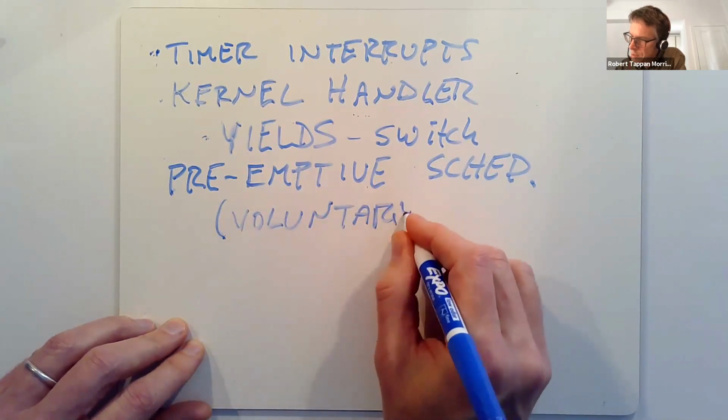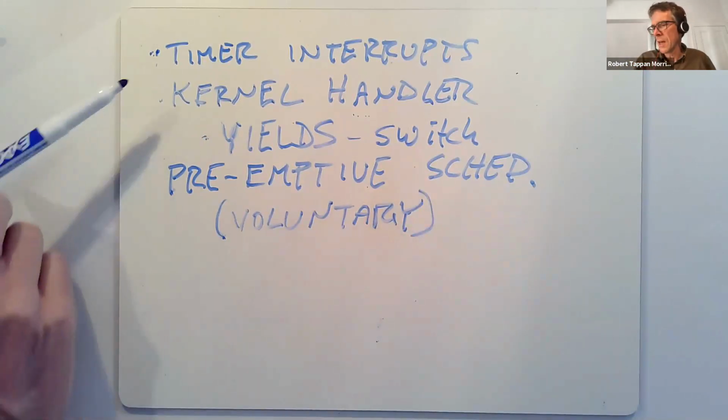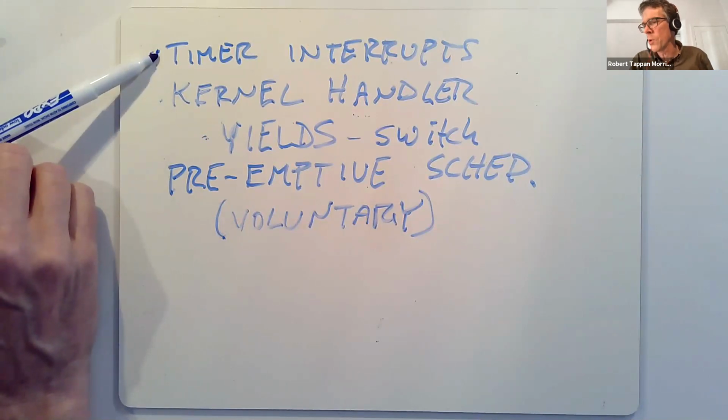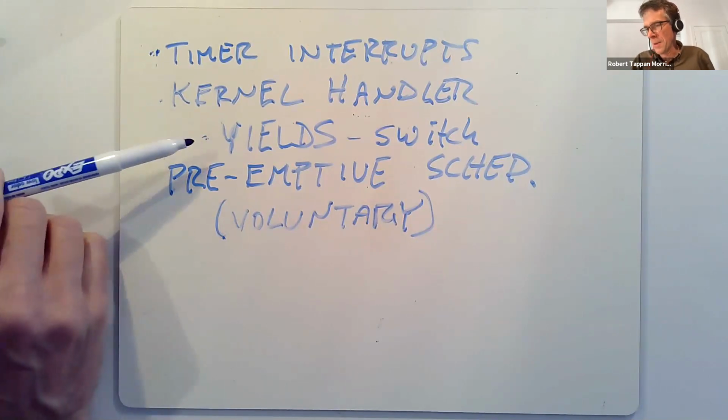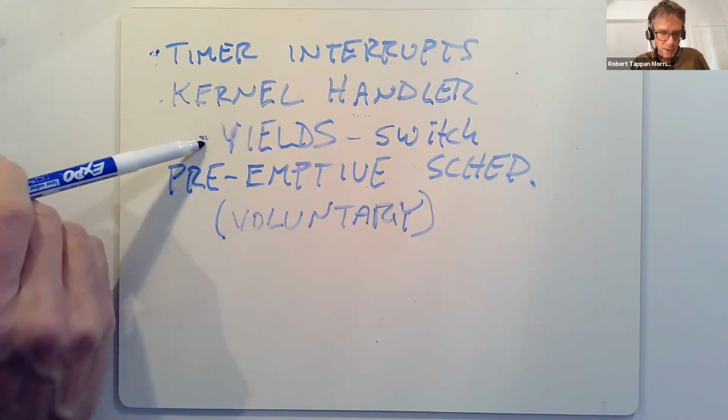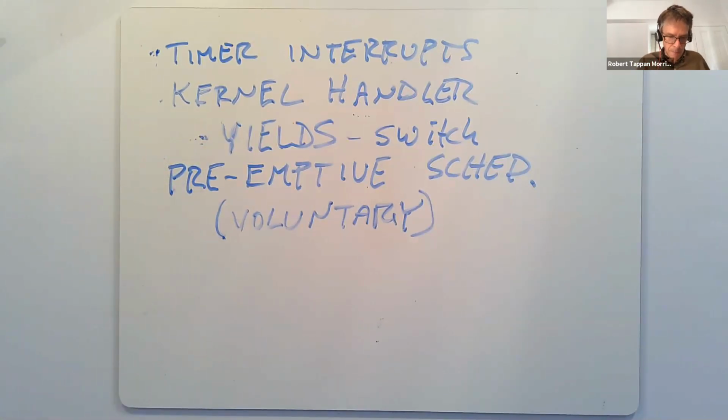The interesting thing is that the implementation in XV6 and other operating systems of preemptive scheduling is this timer interrupt, which forcibly takes away the CPU. And then the kernel basically does a voluntary yield or thread switch on behalf of that process.